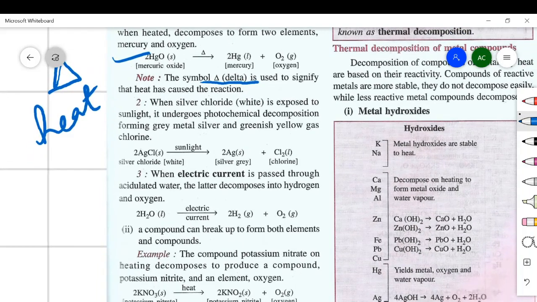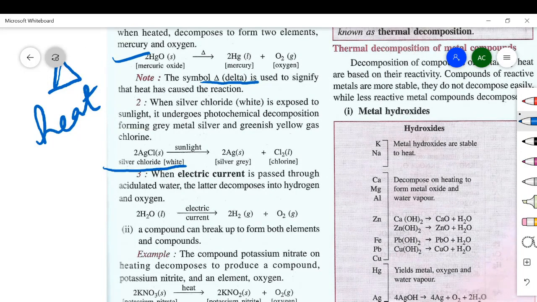Again, the other example will be silver chloride. Silver chloride is white in color. When it is exposed to sunlight, it breaks down into two elements, and they are silver and chlorine. Now this reaction is brought about by light. So we say photochemical decomposition. Photo means light, chemical you all know, decomposition means breaking down. So that means breaking down in the presence of light. So photochemical decomposition. And the formation is gray metal silver and greenish yellow gas chlorine.